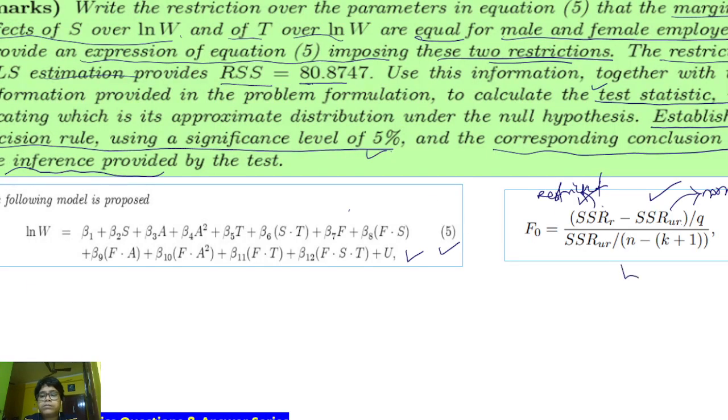And here we have n minus k minus 1, divided by q. n is the number of observations, and k is the number of independent variables, here 11, plus 1. This formula is the same as this one, so don't get confused. I've just turned it around, and you get the value 0.648.